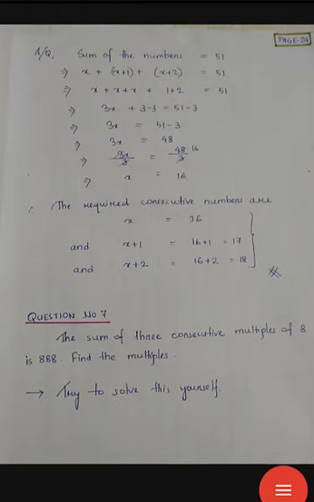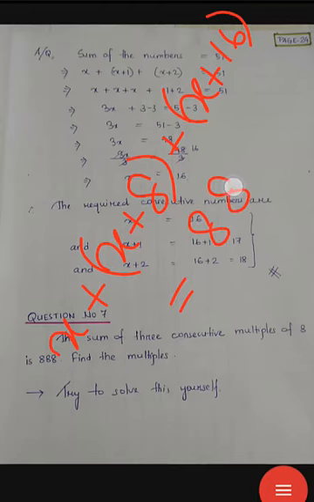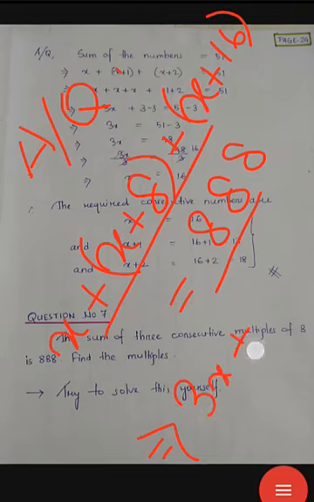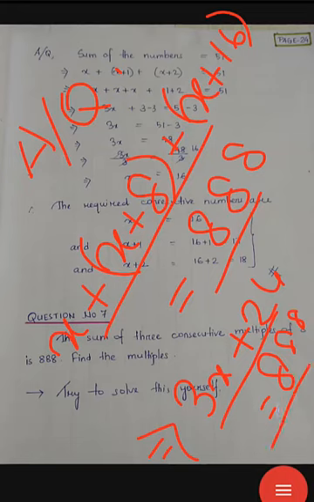Now, while adding these 3 multiples of 8, we shall get the sum as 888. This is in accordance with the question. On simplifying the LHS of this equation, we shall be getting thrice x plus 24 is equal to 888. On solving this equation, we shall be getting the value of x, then x plus 8 and x plus 16. So question number 7, all of you please try yourself with this hint.